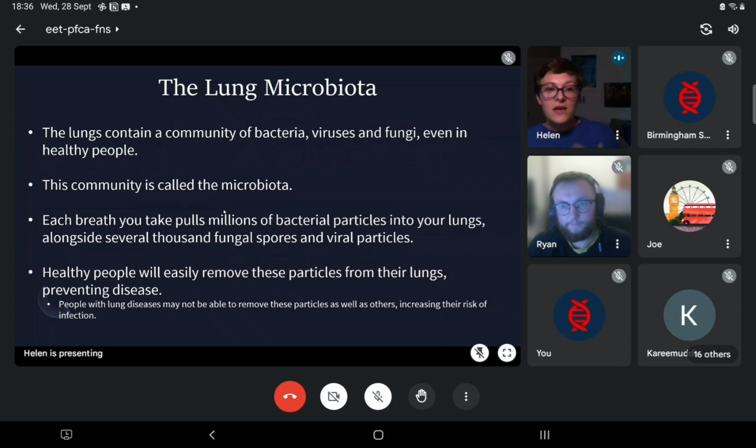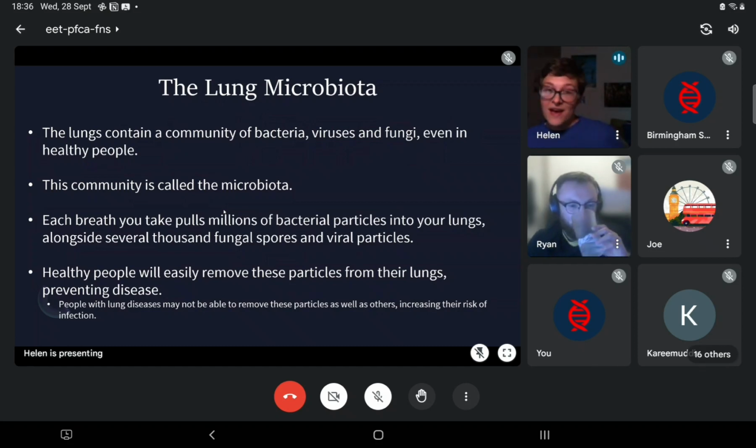Even in healthy people, you will have something in your lung. And that community, as Ryan pointed out, is called the microbiota. Every time you breathe in, you pull in millions and millions of bacterial particles into your lungs, alongside thousands of fungal spores and viral particles.